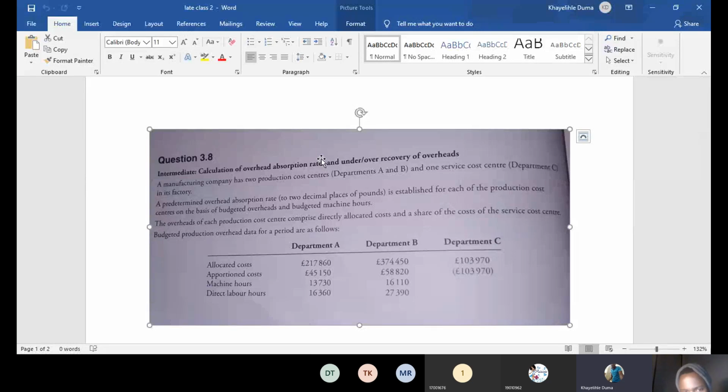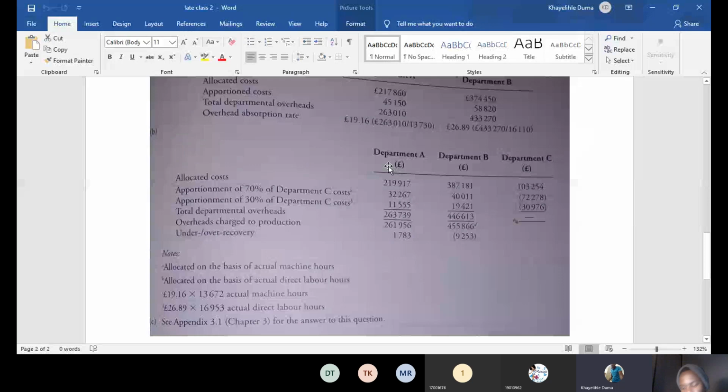In this case, you calculated that your predetermined overhead rate for Department A is 19.6, right? And so this 19.6, now you have to apply it where? On the actual. And then they said that the actual is the machine hours. And then the machine hours are going to be 13,672, the one that you are given on this table.